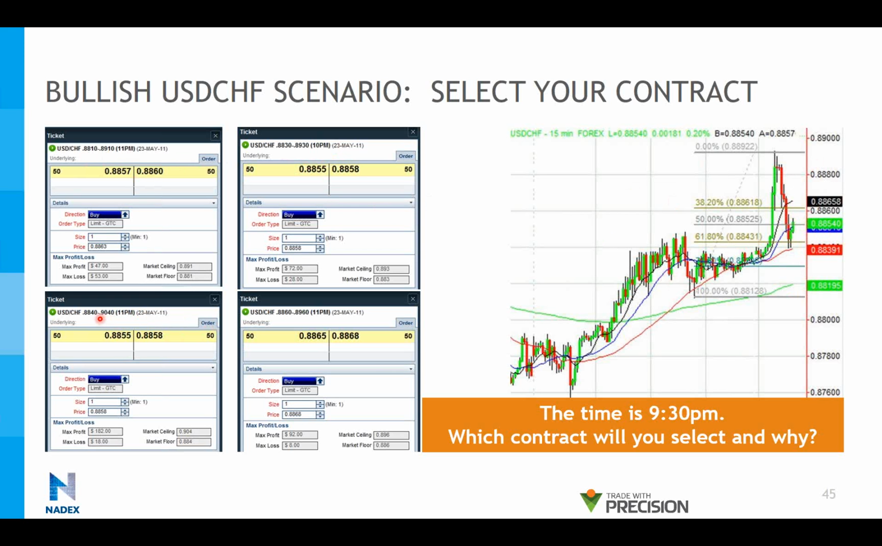We want to enter at 88.500. 40, 60, that one is slightly out of the money here. Even further in the money here, even further in the money. So personally, I would probably be going either for this contract here or that contract there.